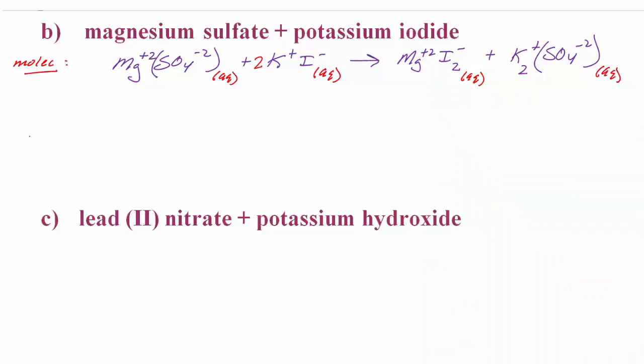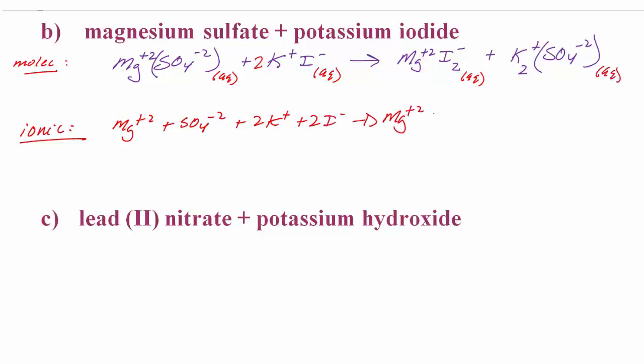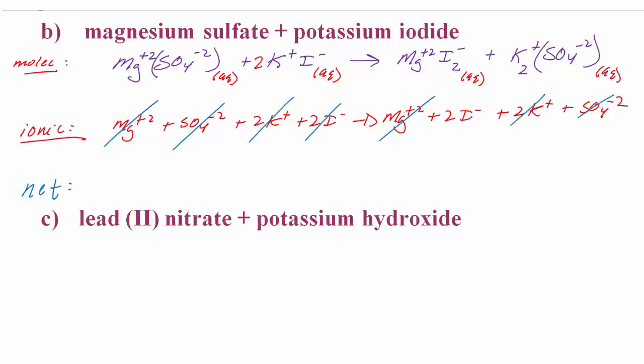Everything is AQ. So in my ionic equation, I have to break everything up. Magnesium and sulfate and 2 potassium ions and 2 iodide anions, a magnesium ion, and 2 iodide anions, 2 potassium ions, and a sulfate anion. Now you see what's going to happen for the net ionic equation? Everything cancels out because everything was soluble. There's nothing left. No reaction.